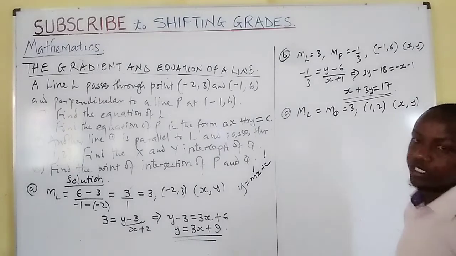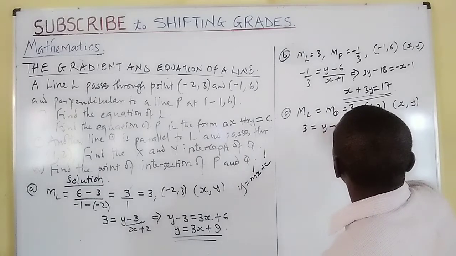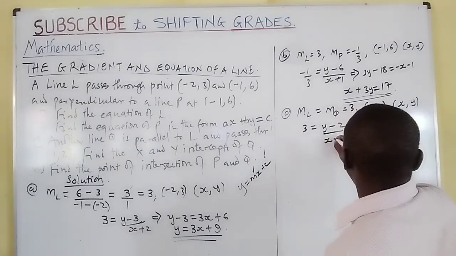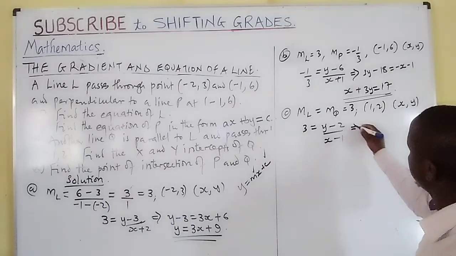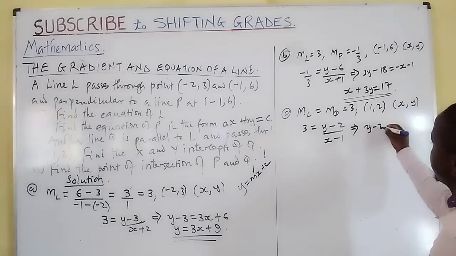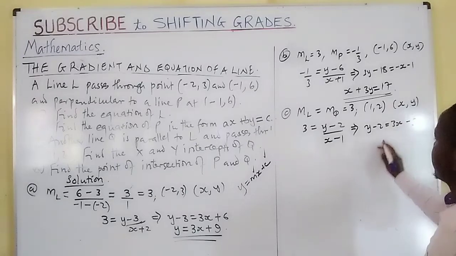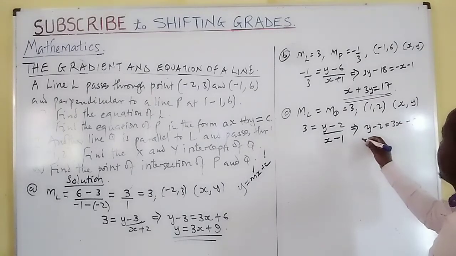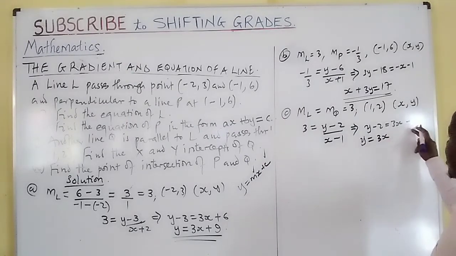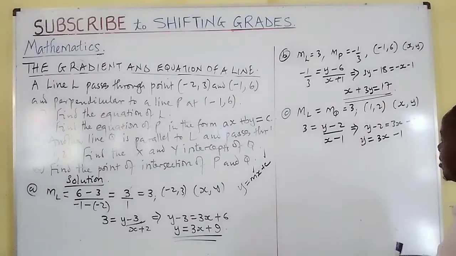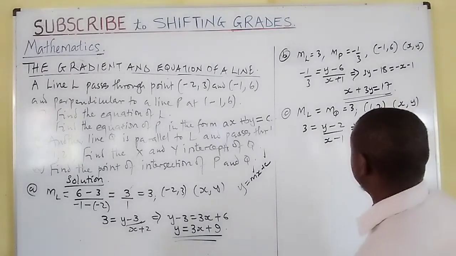Therefore, now we can express the equation for Q like this: the gradient 3 is equal to y minus 2 all over x minus 1. So cross multiplying, y minus 2 is equal to 3x minus 3. In the form y equals mx plus c, we will have 3x, then minus 3 plus 2 becomes minus 1.